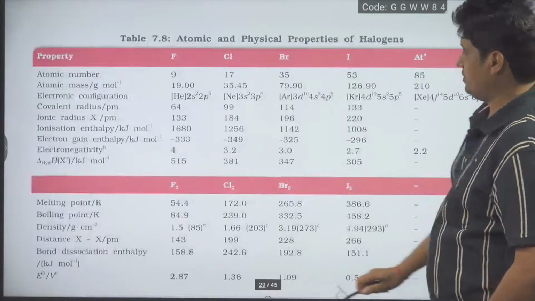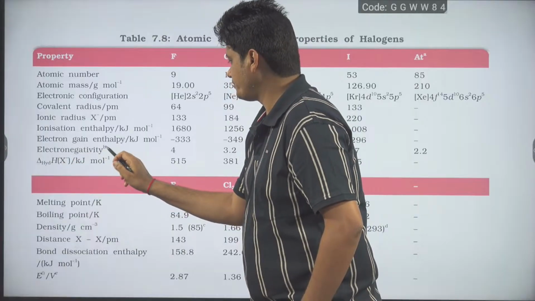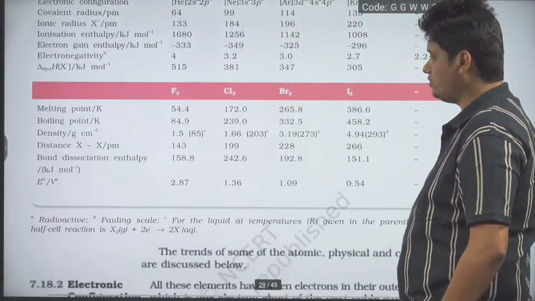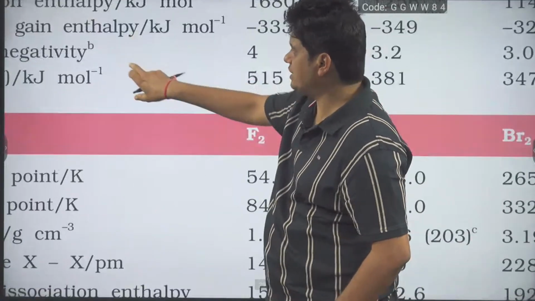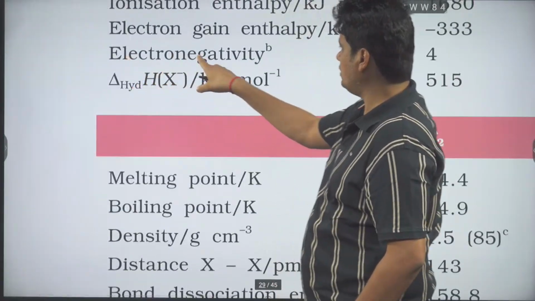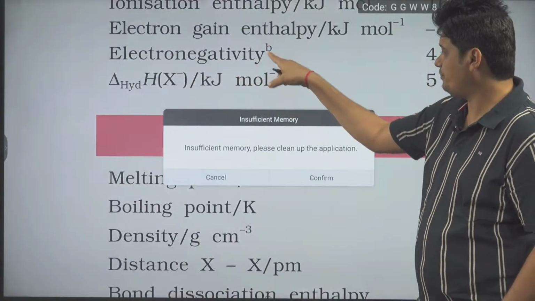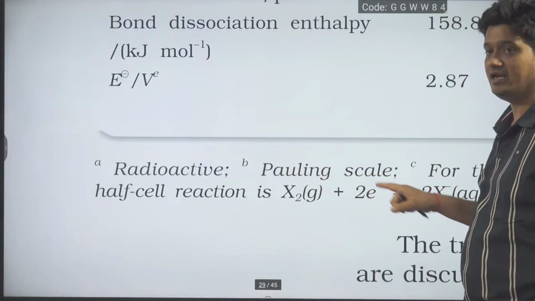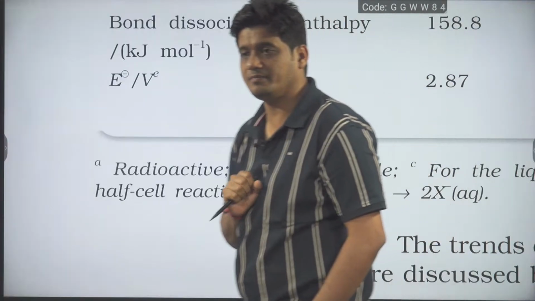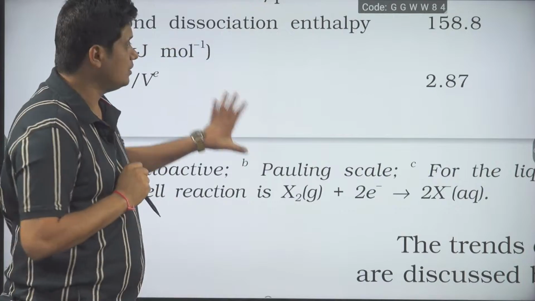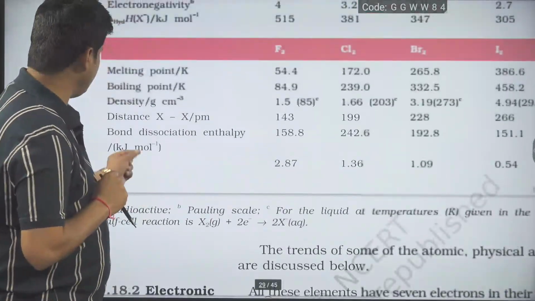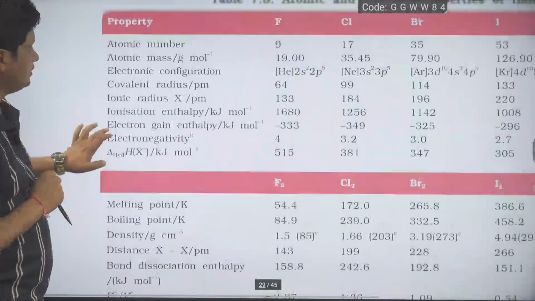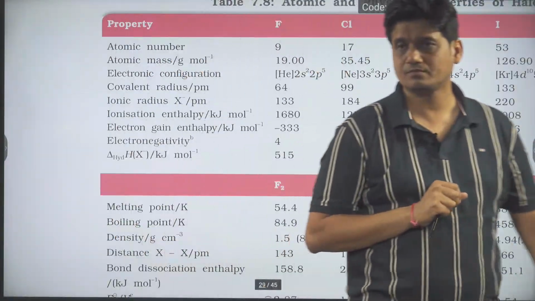Group number 17, see, electronegativity of chlorine, what are they writing? 3.2. And observe, when they are adding the electronegativity value here, what are they writing? B. B means Pauling scale. Getting or not? So here they are saying electronegativity of chlorine is 3.2. Okay or not?